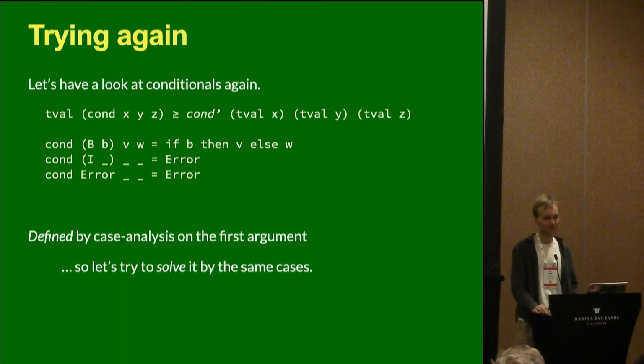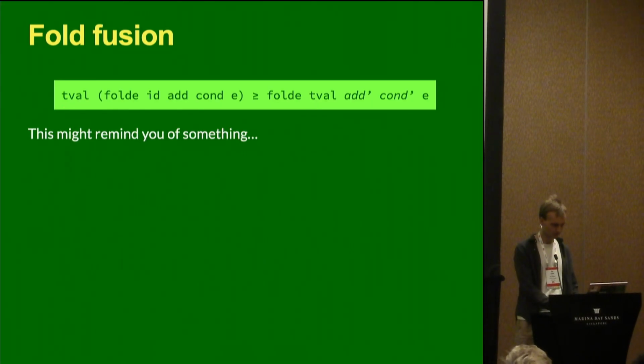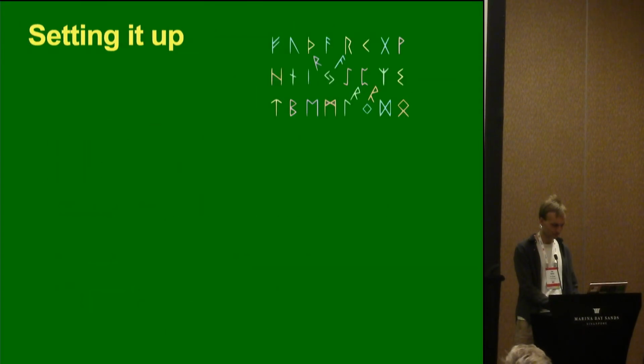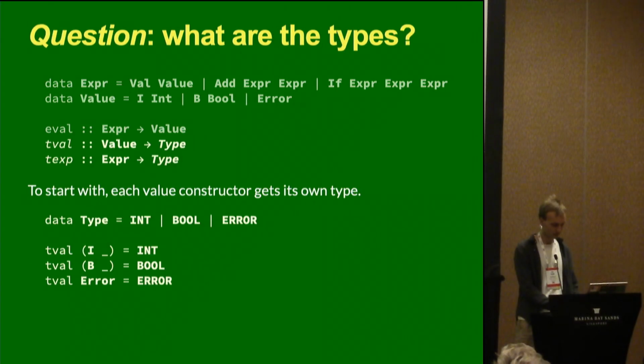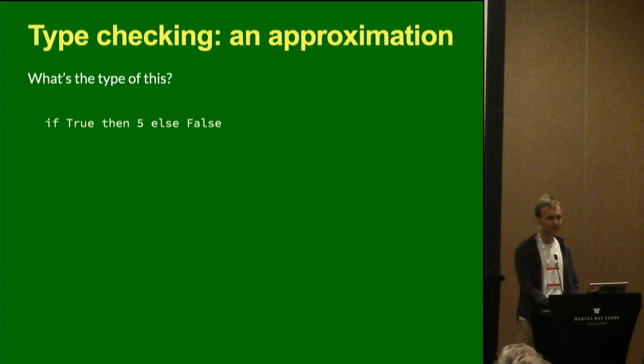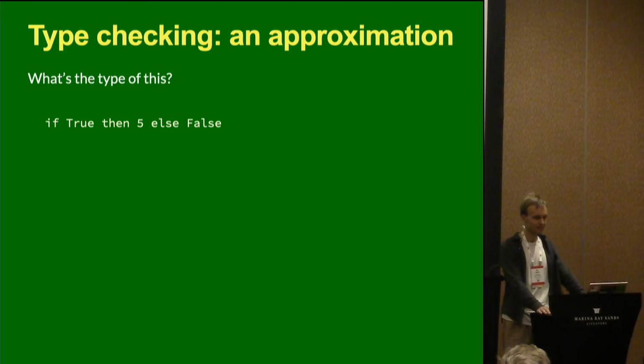In one of your earlier slides, you have the expression if true then 5 else false. And that does not type check, or rather that produces the error type, because the greatest lower bound of int and bool is error. But you could argue that you can specialize the if expression to produce some type of int and bool. Have you looked into that?